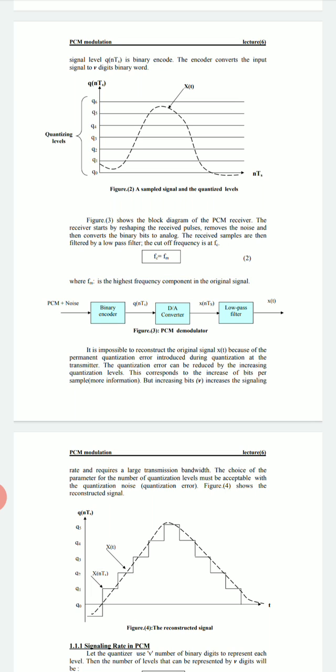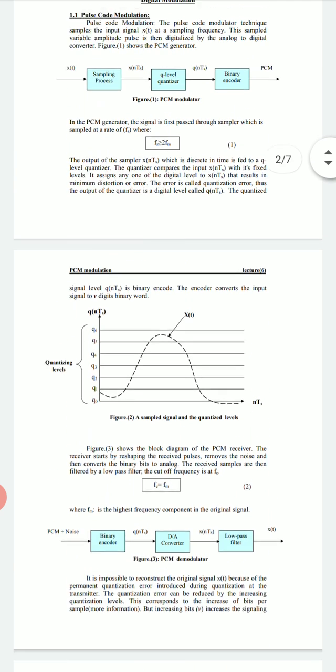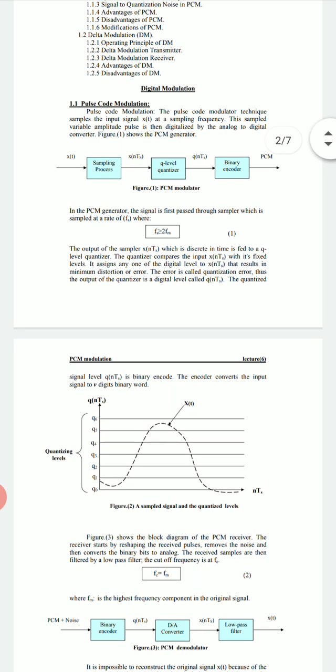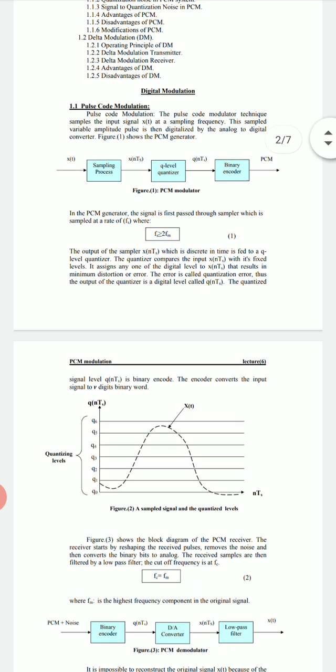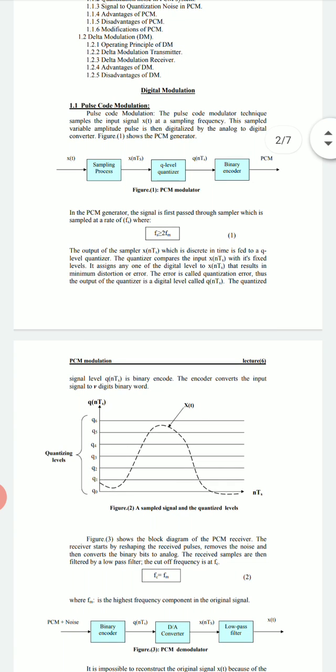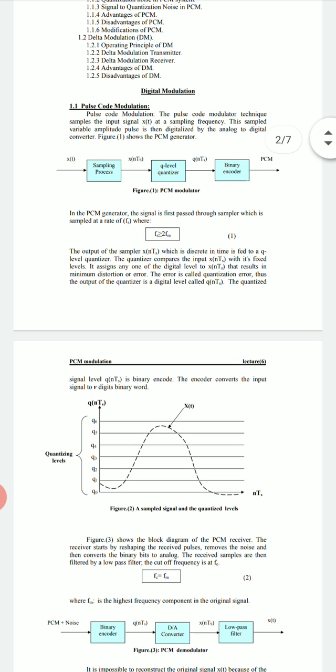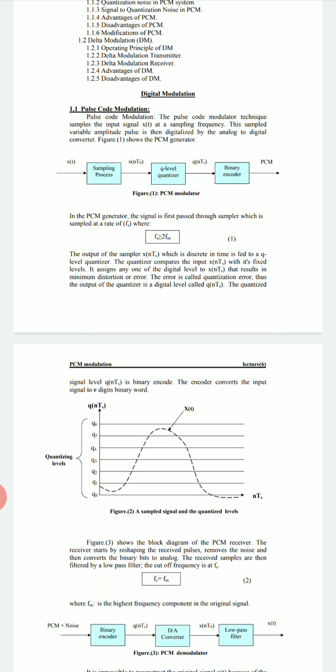It is impossible to reconstruct the original signal exactly because of the permanent quantization error which is introduced in the quantization at the transmitter side. When we saw the transmitter side, we had the quantizer. At that time two types of quantization can be introduced, uniform or non-uniform. If the steps are taken at the same level, we can take that as uniform quantization.